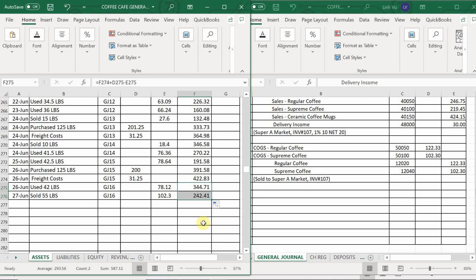Okay, thank you. And I think that's it for this transaction, right? Yes, that is completely it.